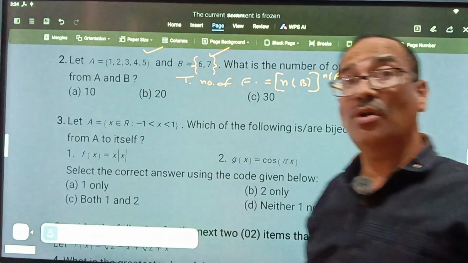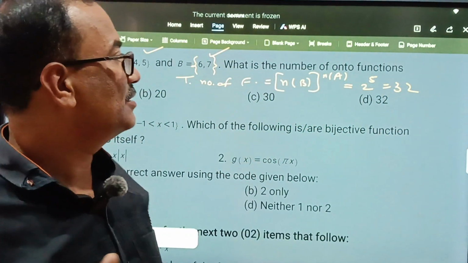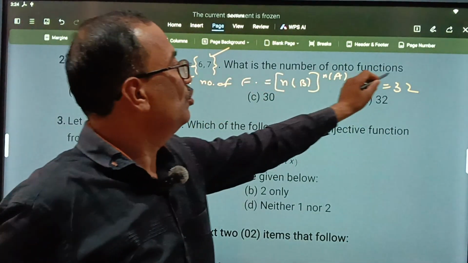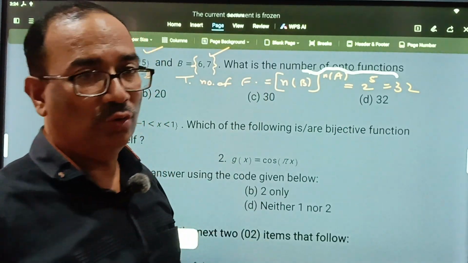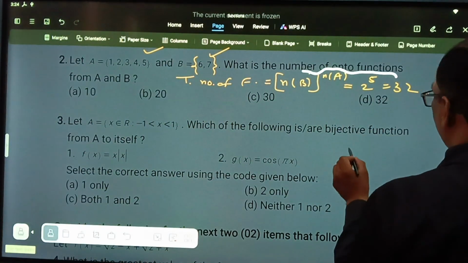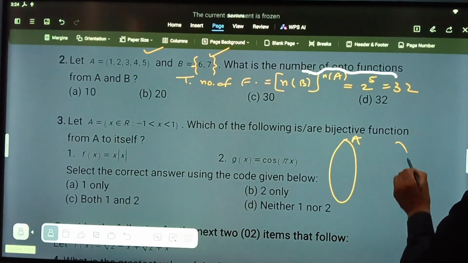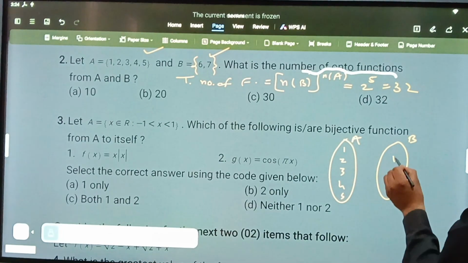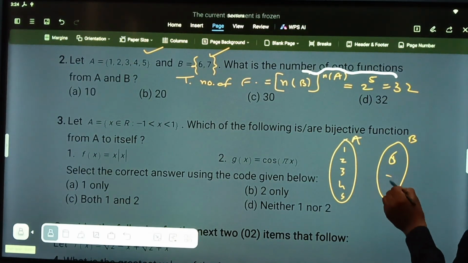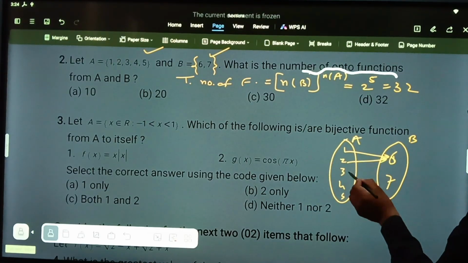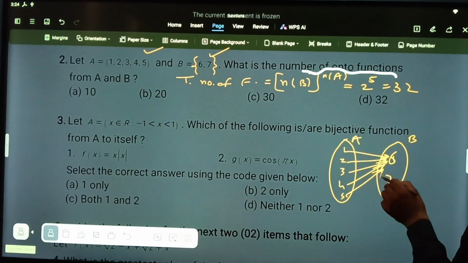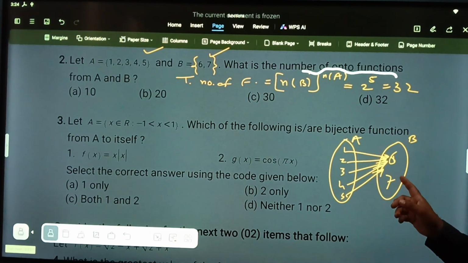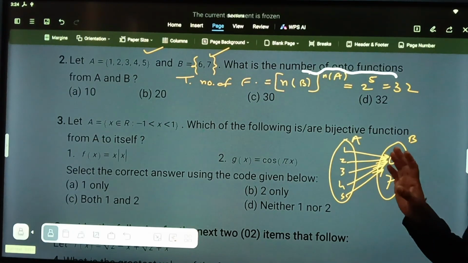Total number of functions are 32. The concept is what? Total number of functions are 32, but we have to find here onto functions. How many functions are onto? So we know very well, if A is here and B is here, then definitely 1, 2, 3, 4, 5, and here are 2 elements, 6 and 7. If all the elements are related to 6, then this is a function, but not onto. Similarly, if all the elements are related to 7, then this function is also an into function, not an onto function.